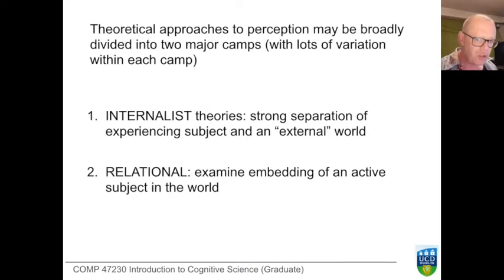I'm going to choose to divide the approaches to perception into two camps, which come with different questions, provide different forms of explanation, and have different underlying metaphysical presumptions. So these cannot necessarily be unified. In short, the manner in which we come to understand perception will depend on the questions we ask at the outset. The first group of theories are internalist theories.